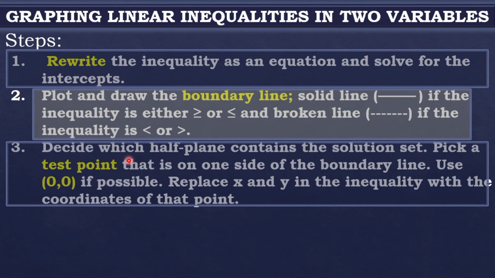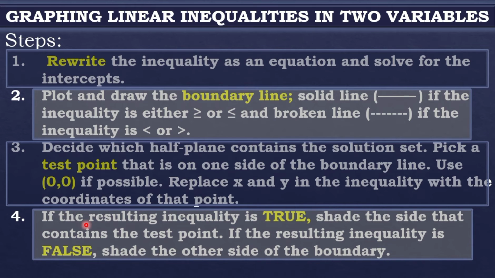Decide which half plane contains the solution set, pick a test point. So, as much as possible, always pick 0, 0. Okay? But if in case that 0, 0 is one of the points in graphing your boundary line, kung halimbawa yung 0, 0 mo ay isa sa mga points na nag-graph tayo ng boundary line, then gagamit tayo ng ibang test point. Kaya sabi dito, if possible. Okay? So, mas madali kasing gamitin ng test point si 0, 0 kasi hindi mo kailangan mag-solve dito. Mabilis lang i-solve ito. Okay? So, wag pahirapan ng sarili.